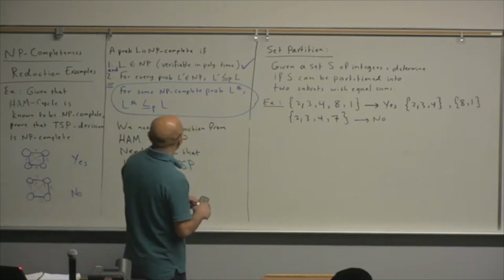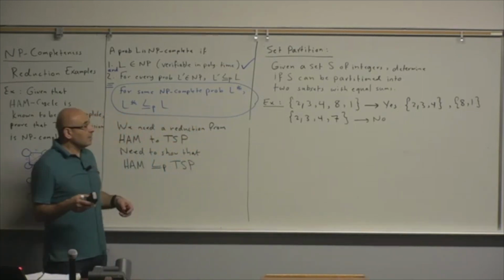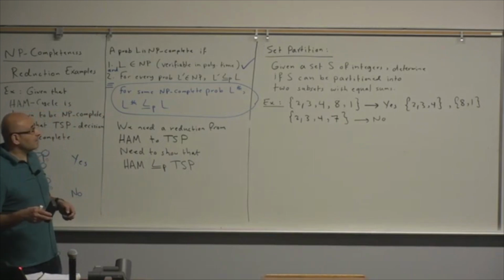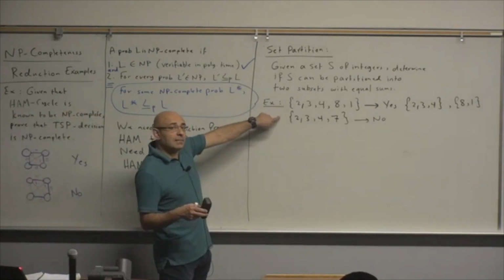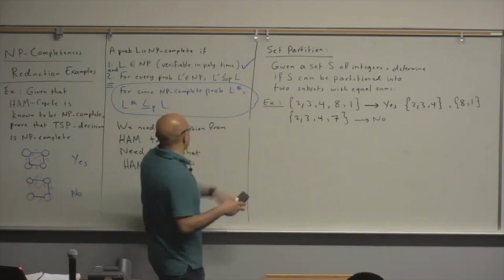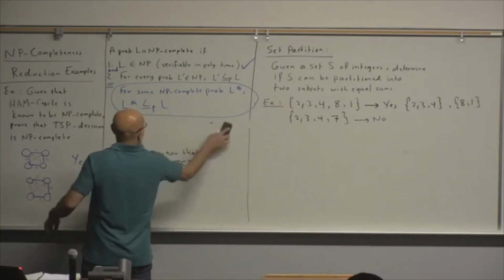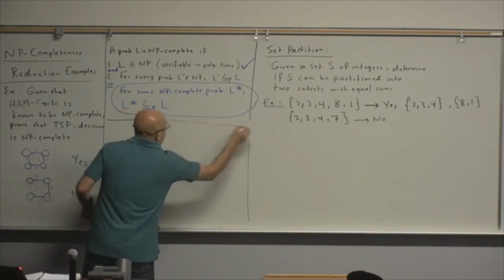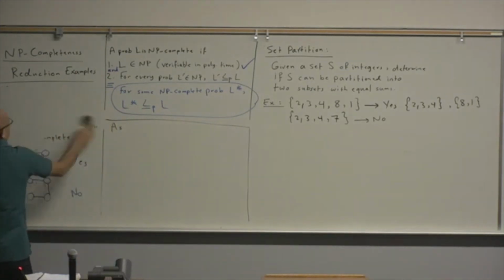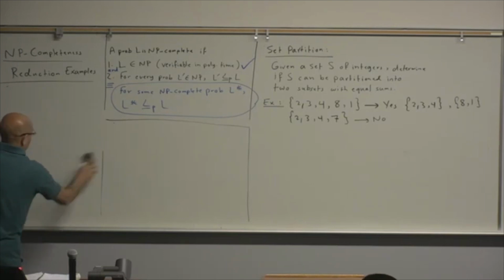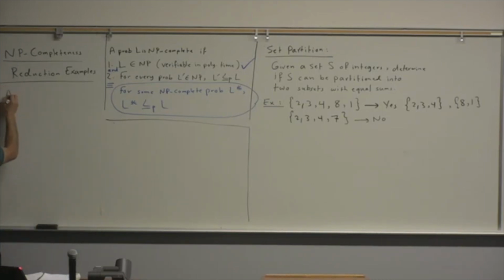Now, let's see if we can prove that if we know that this problem is NP-complete, we can prove that subset sum is NP complete. Assuming that, of course, both of them are known to be NP complete, but we're doing an exercise. Okay, we're doing an exercise to show reductions.